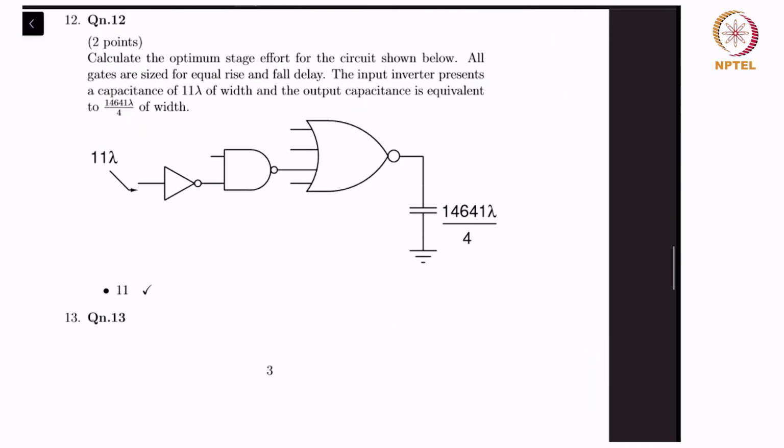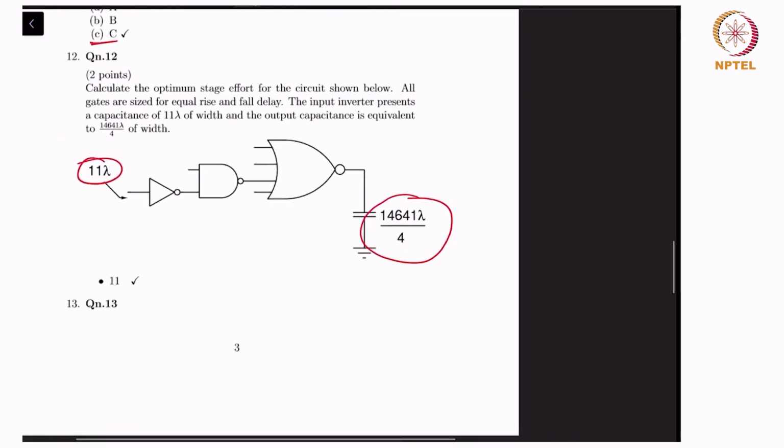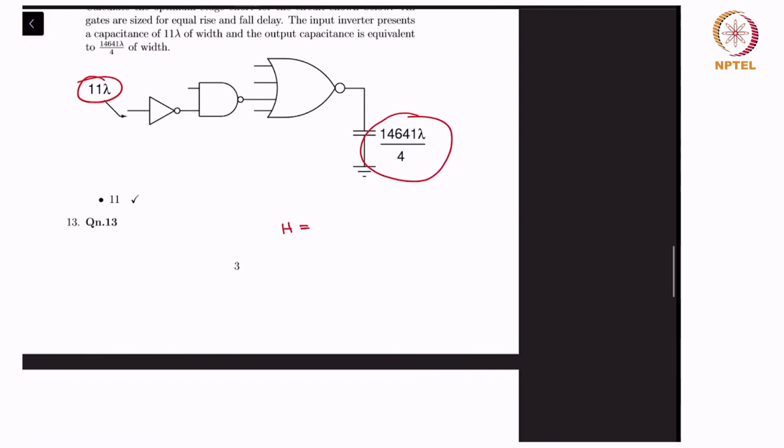In question 12, calculate the optimum stage effort for the circuit shown below. All the gates are sized for equal rise and fall delay. The input inverter presents a capacitance of 11 lambda, and this is the output capacitance equivalent of the transistor. So directly this allows us to calculate the H of the path, which is C load by C gate, which would be 11 power 4 divided by 4 divided by C gate, which is 11 lambda. Lambda cancels. So this would be 11 power 3 by 4.